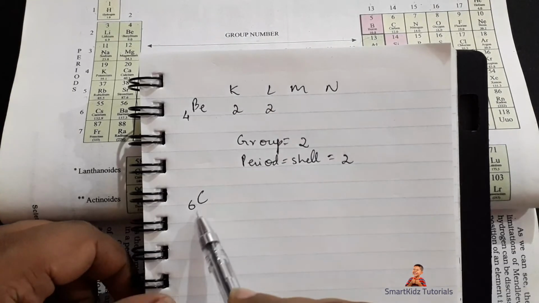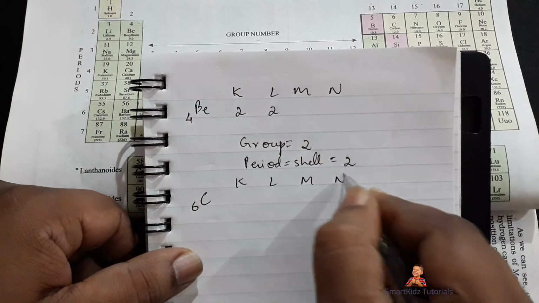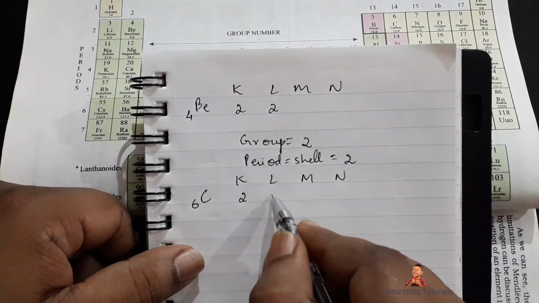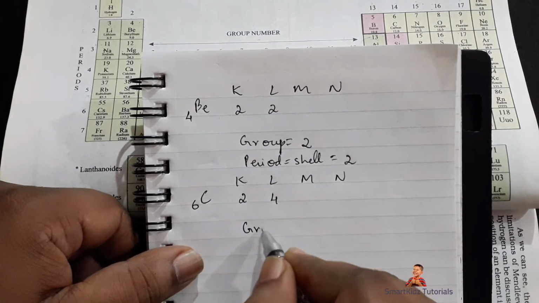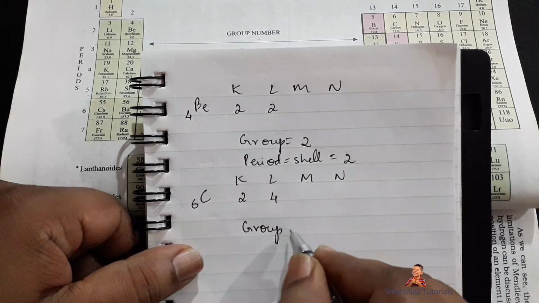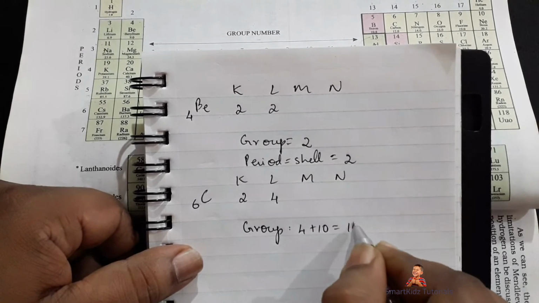Next we'll take carbon with atomic number 6. So you have K shell, L, M and N. There are 2 electrons filling up the first shell and 4 electrons remaining. They fill up in the second shell. In this case the group will be, because it is more than 2, we have to add 10. So that's 4 plus 10 equal to 14. So it belongs to group 14.